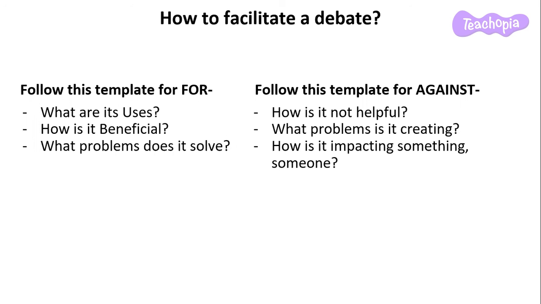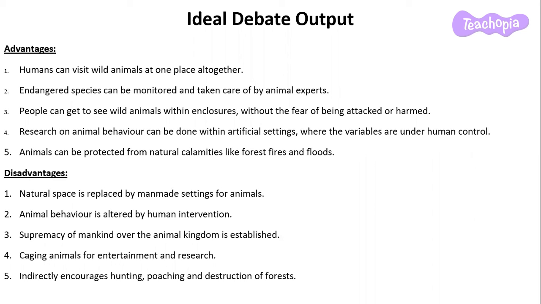And once the learners or the teachers come up with answers for these simple questions, we have simple sentences. And simple sentences give us an ideal debate output. This is how advantages and disadvantages are listed down by both the groups by first working on the vocabulary set, answering the simple questions, and coming up with simple sentences. Say, for example, advantages of having a zoo as a home for animals could be: humans can visit wild animals at one place altogether. Endangered species can be monitored and taken care of by animal experts. And a few disadvantages that could come up are: a natural space is replaced by man made settings for animals. Animal behavior is altered by human intervention.